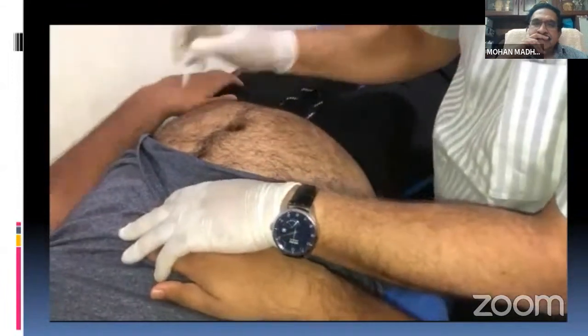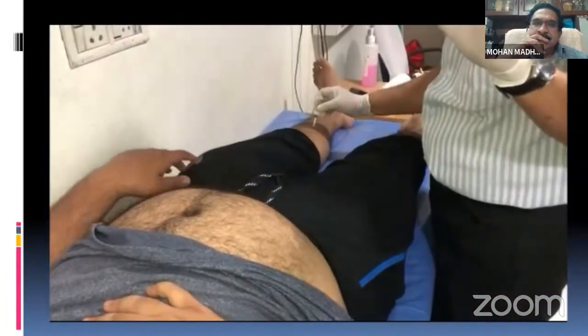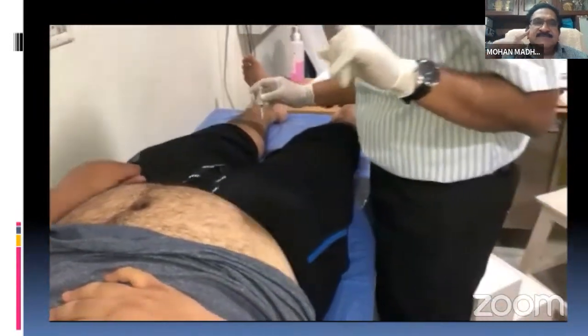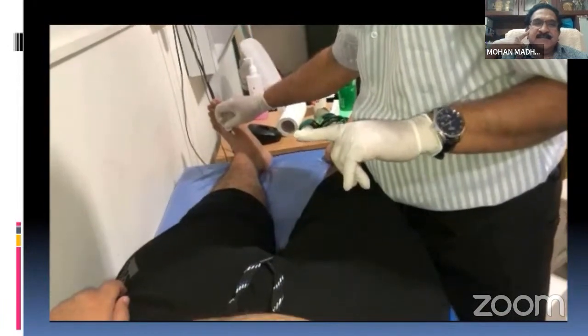It's decreased on the left side. Left is decreased.